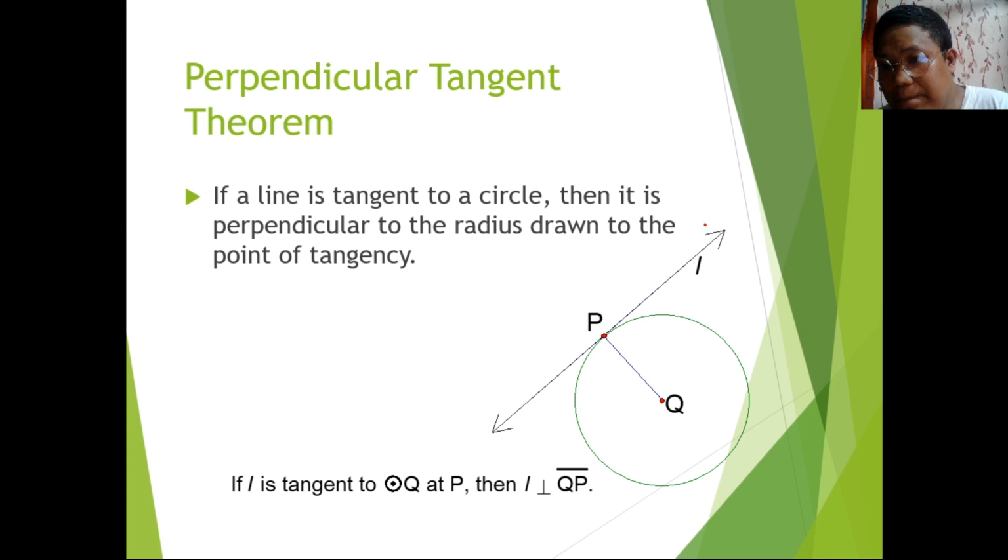This is line I. This is segment QP. And these two are perpendicular to each other. Okay, purma na siya 90 degrees. So, let's draw. 90 degrees na siya. This angle 90 degrees, this also the angle measures also 90 degrees. So muna ang definition sa perpendicular tangent theorem.